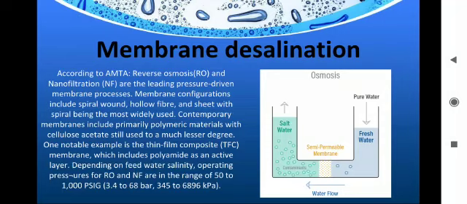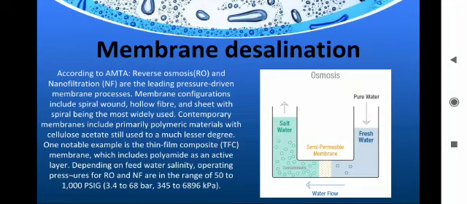Membrane desalination also uses high energy pumps that separate the salt and the water to one side.